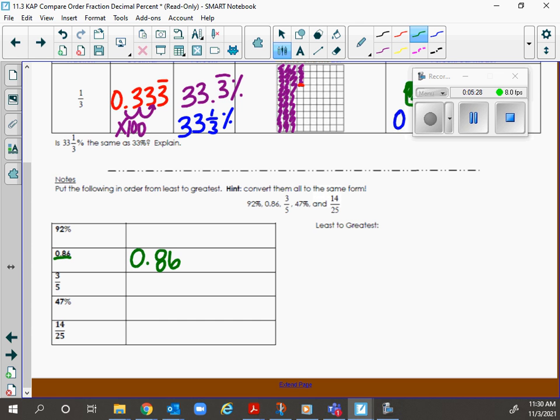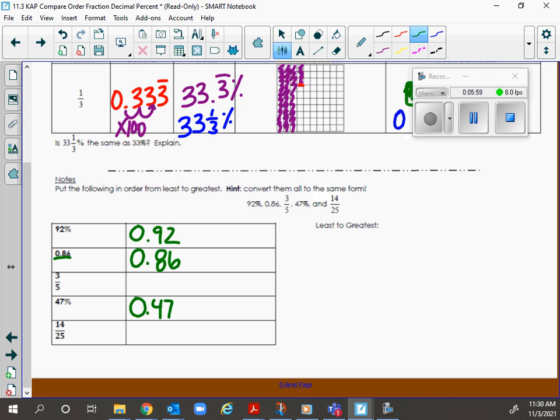I'm going to choose to go to the decimal form. So that one's already done for me. Lucky us. So now let's change those percents. Those are very easy to change. We have 92%, which would be 0.92. Do you agree? Yeah. And then we have 47%, which would be 0.47. Okay, so look at that. Already we've been able to change stuff quickly and easily to the decimal.